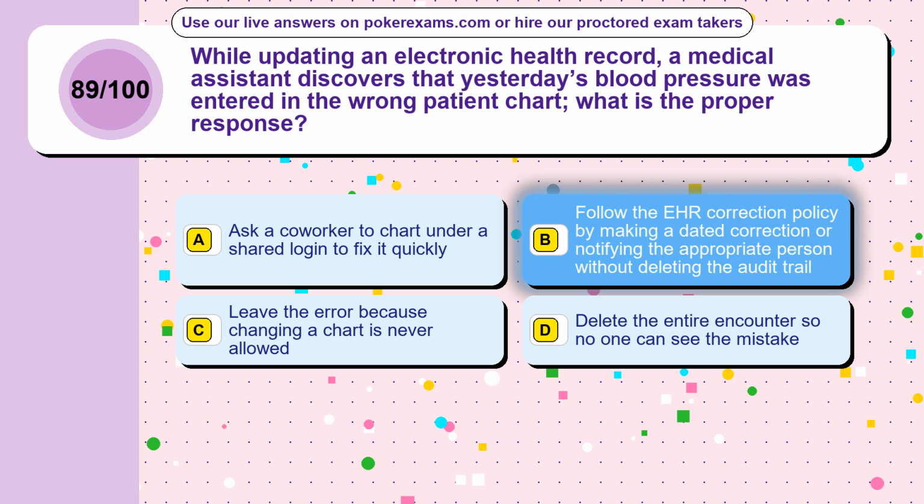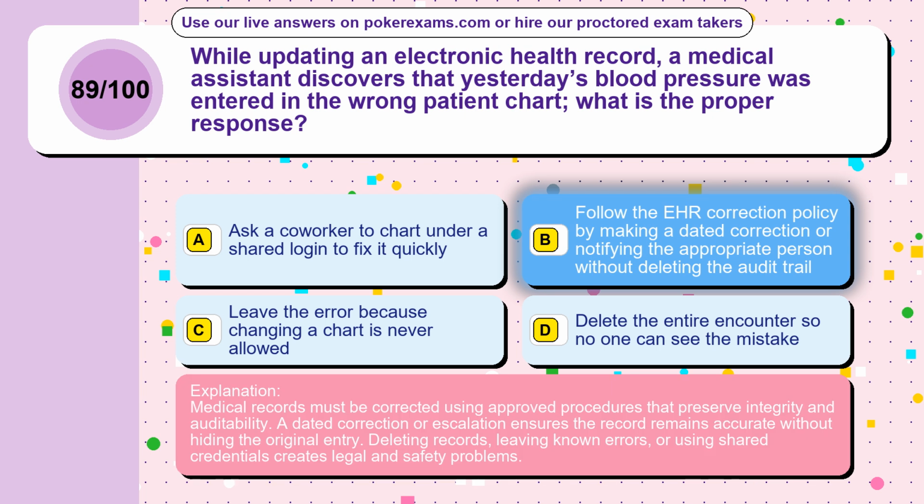The correct answer is option B. Follow the error correction policy by making a dated correction or notifying the appropriate person without deleting the audit trail. Medical records must be corrected using approved procedures that preserve integrity and auditability. A dated correction or escalation ensures the record remains accurate without hiding the original entry. Deleting records, leaving known errors, or using shared credentials creates legal and safety problems.